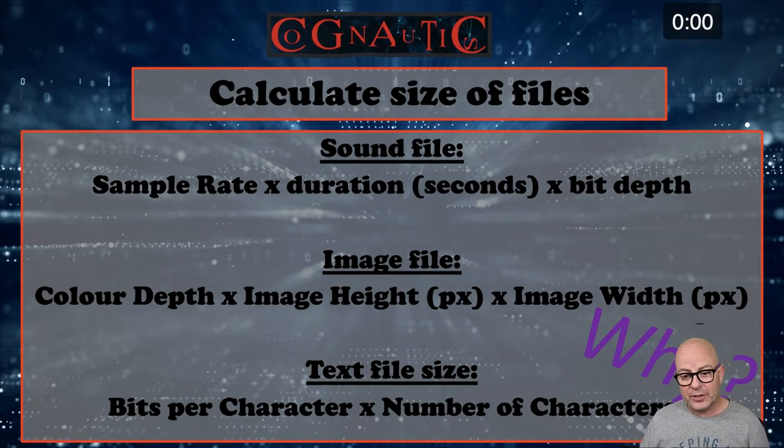So for example, in a sound file, if you're asked to calculate the size, you will take the sample rate and the duration and the bit depth and you multiply them together. Don't forget, the sample rate is how many times a second the sample is taken. The duration is how long the sample is. And the bit depth is the quality of the sample that you take, so that'll be in bits. So sample rate, which will be a number of times a second, times duration in seconds, times bit depth.